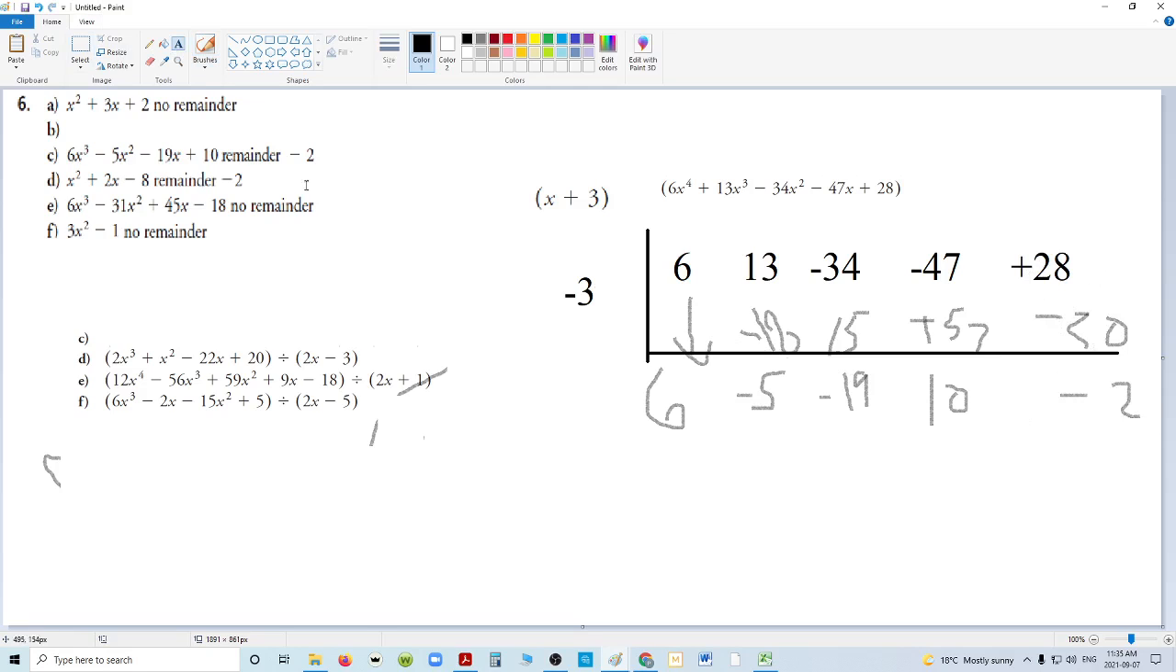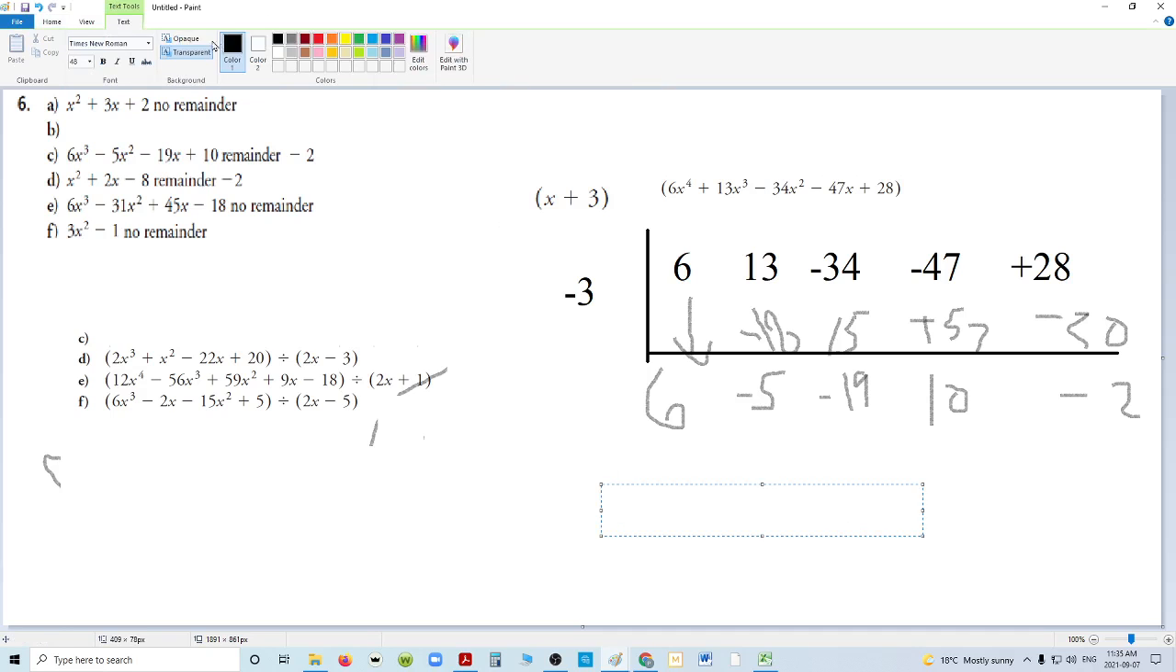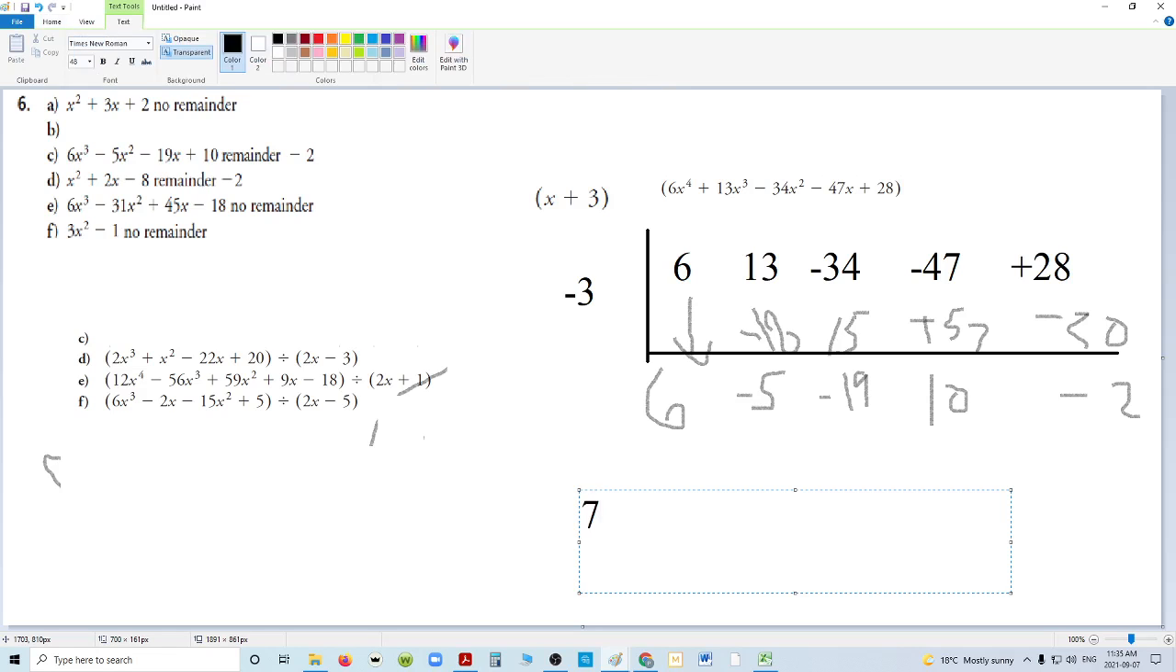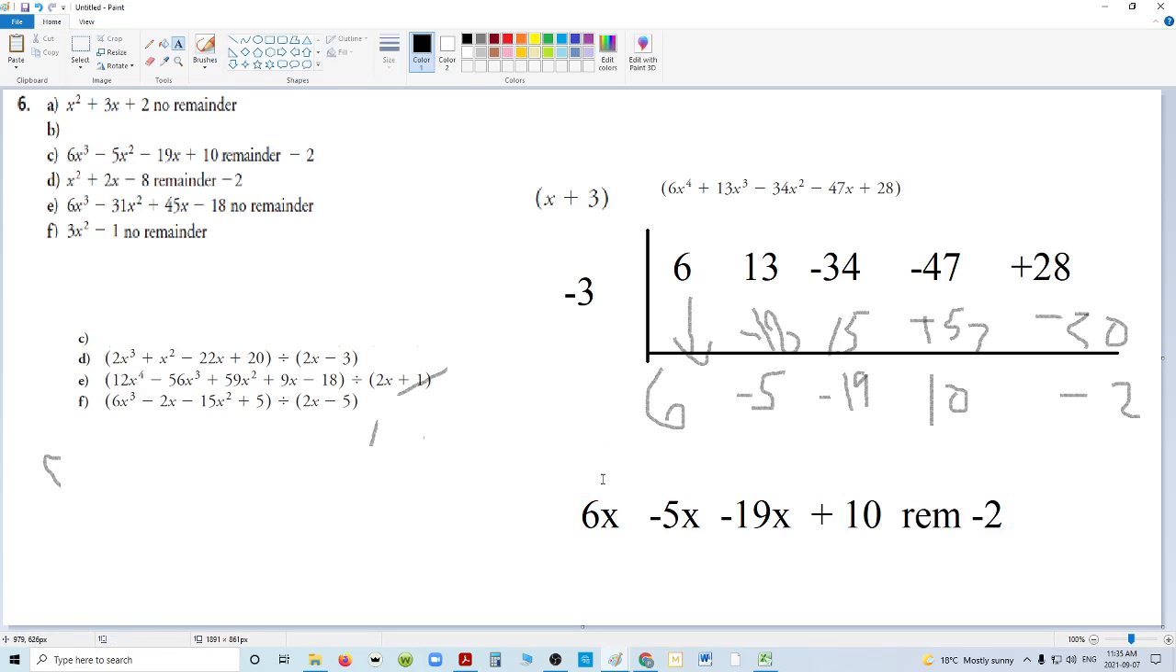Which means that I'm talking about, since I had x to the 4, x to the 3, x squared, and x in a number, these are going to be x cubed, x squared, x, and my number. And that's why that's the remainder. So if I write it out properly, I get 6x cubed minus 5x squared minus 19x plus 10, and the remainder is minus 2. And if I put the proper numbers over them, that's what I get.